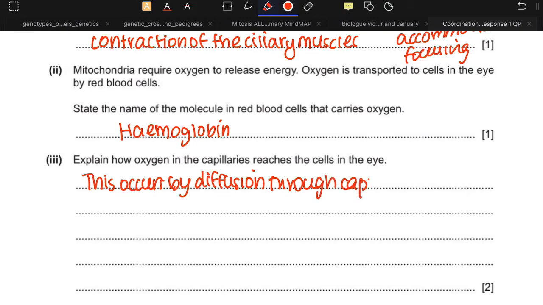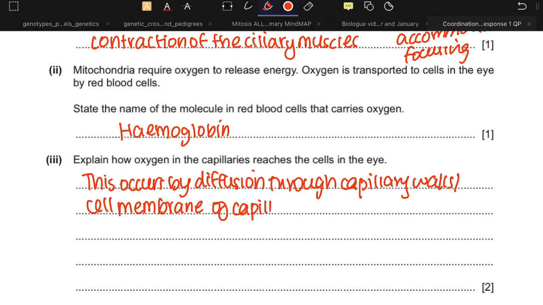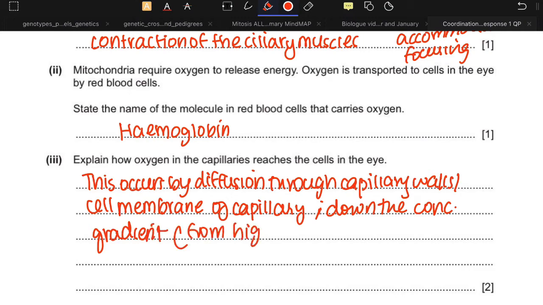So you need to write that this occurs by the diffusion of oxygen through the capillary walls, or the cell membrane of the capillary, and this occurs down the concentration gradient. Basically you can say from a high to low concentration. This is 2 marks, but I like to add one more point. So pretty much down a concentration gradient.